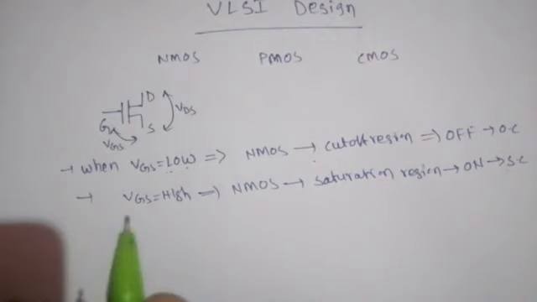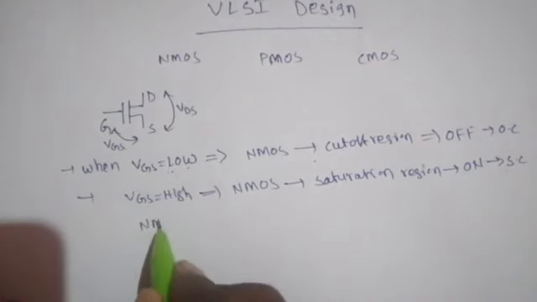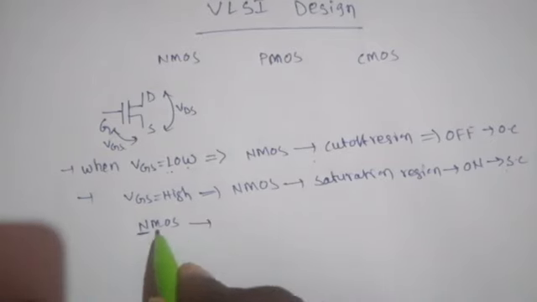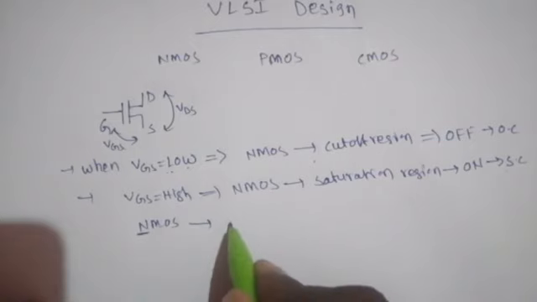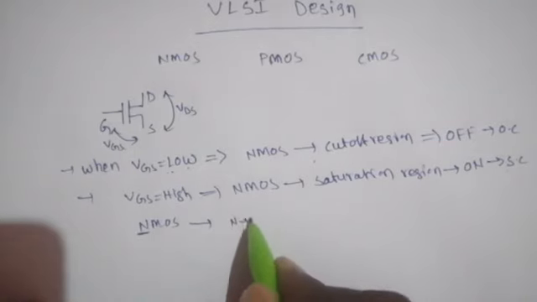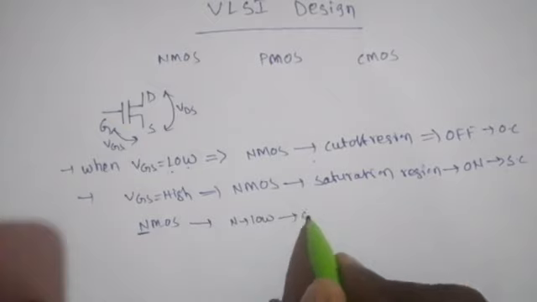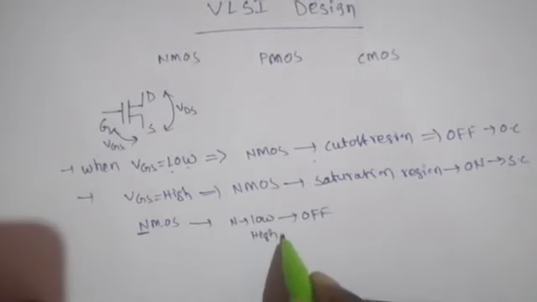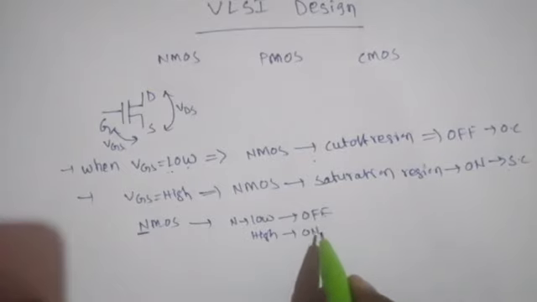You have to remember one point: in NMOS, N you have to think of as negative. Negative means when we apply low voltage, it will be off. When we apply high voltage it will be on, the opposite direction.